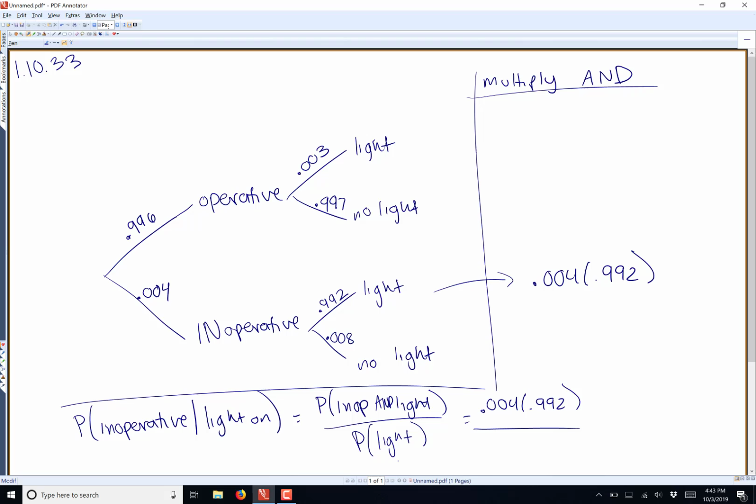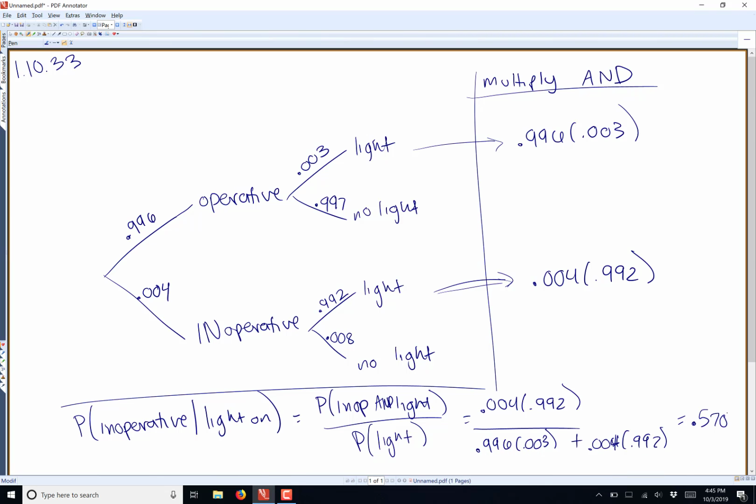Now, this has to be total probability of light. So how do you find total probability of light? Okay. So total probability of light means you have to find anything that has a light, which would be here, and add them up. So we're going to have both of those and add them up. So 0.996 times 0.003 plus 0.004 times 0.992. Okay. Put all this into your calculator and you should get something.